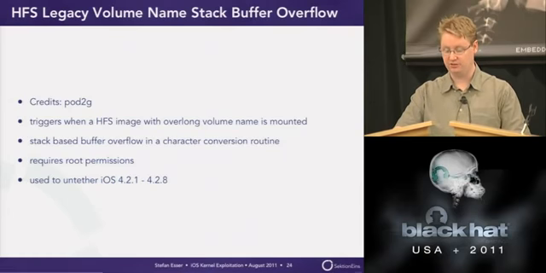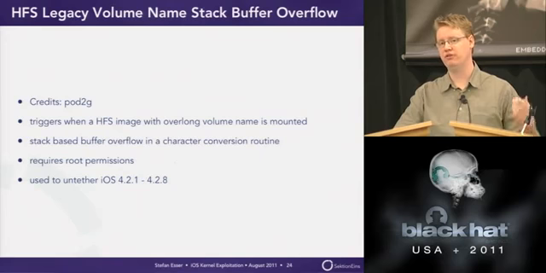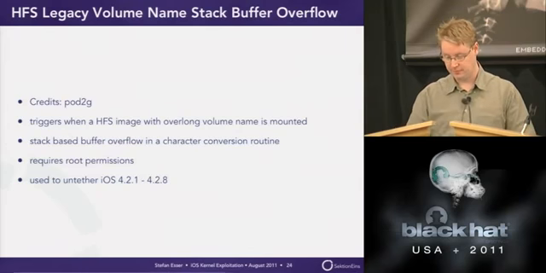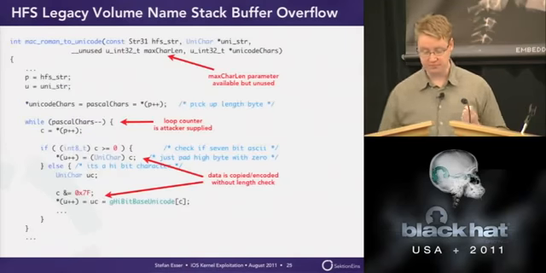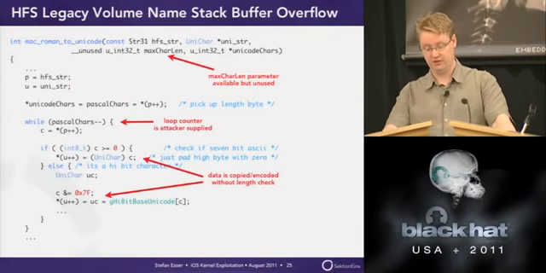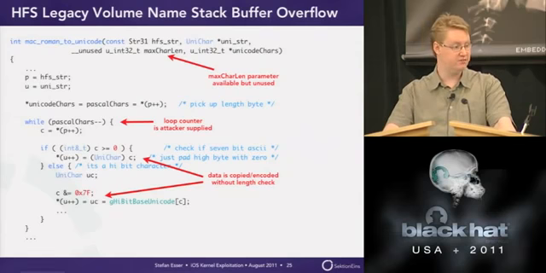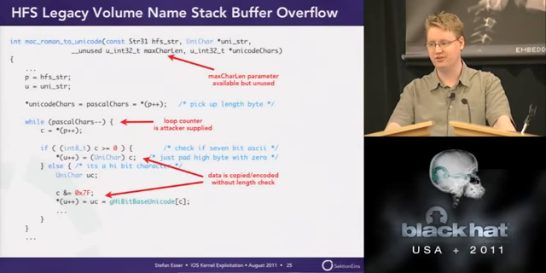The bug was found by pod2g, who is one of the Chronic Dev Team. It's basically some functionality, the support for the old HFS format. When you load an HFS image and it's malicious, then it will trigger a stack-based buffer overflow inside a conversion routine that converts from Mac Roman to Unicode. Here's the function that does that. The most ironic thing here is that there's a parameter to this function called maxcharlen, which is unused. It's always a good idea to pass the maximum length and then not use it.